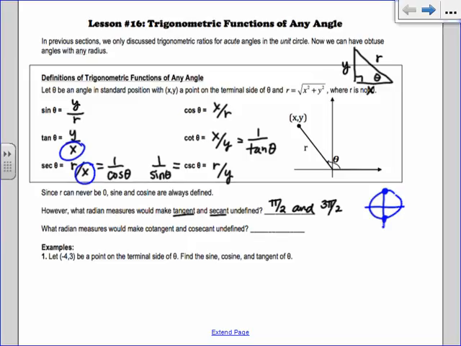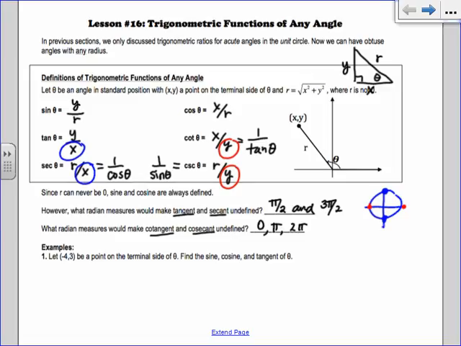So even if r is bigger than 1, it's the same idea. So it says what radian measures would make cotangent and cosecant undefined? Well, cotangent and cosecant are undefined when the y value is equal to 0. So the y value is equal to 0 here and here. So that's going to be 0, pi, and also 2 pi.